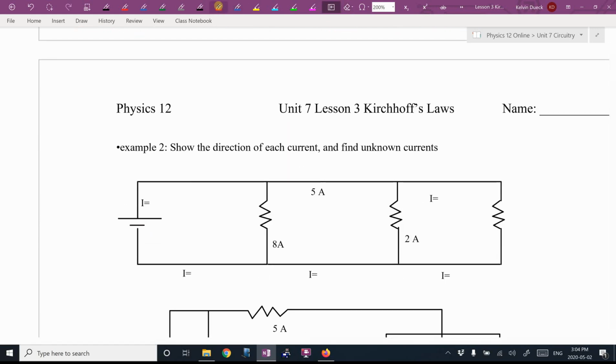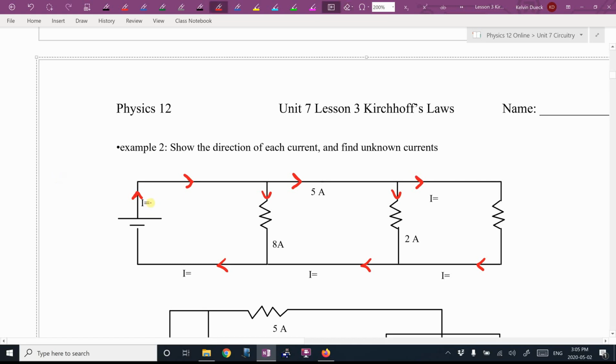Example 2 says, show the direction of each current and find the unknown currents. So that's downhill, downhill, downhill. Remember, the electrons actually flow in the opposite direction of the arrows, but the arrows are showing which way the positives would flow if they could, because that makes the math much nicer.